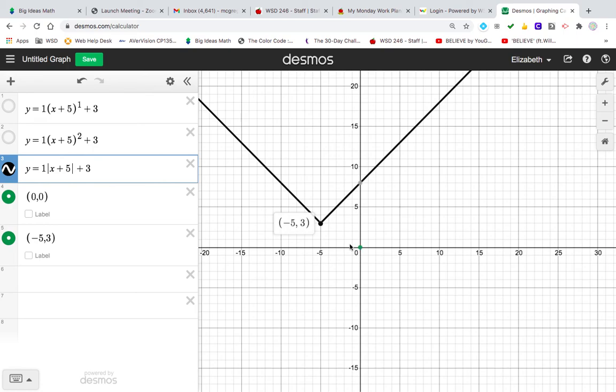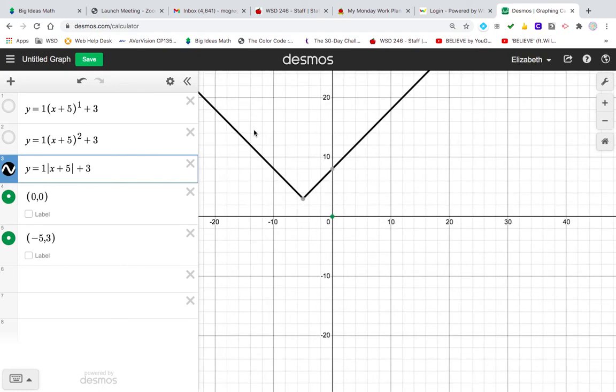So that's the pattern, right? It's the opposite sign on the inside and the same sign on the outside. It's moving left 5 and up 3. And that's how we move. That's how we talk about our translations of parent functions in algebra.